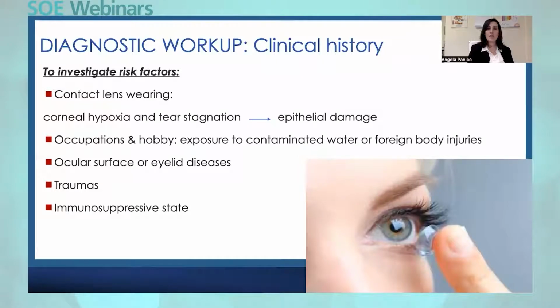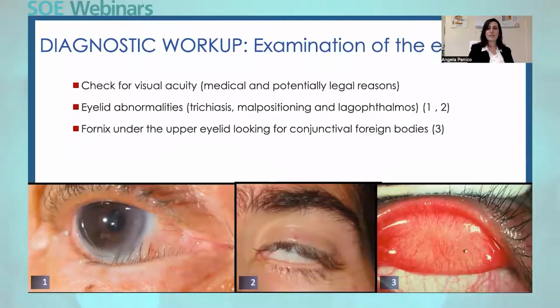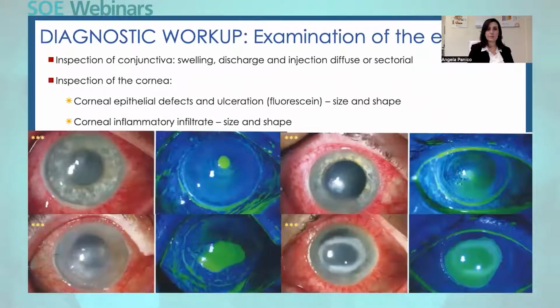The first step of the diagnostic workup is the clinical history to investigate the risk factors, in particular contact lens wearing, exposure to contaminated water, traumas, and comorbidities. The examination of the eye starts by checking the visual acuity for medical and for potentially legal reasons. Then check the eyelid to find abnormalities predisposing to keratitis, and the fornix under the upper eyelid, looking for conjunctival foreign bodies.